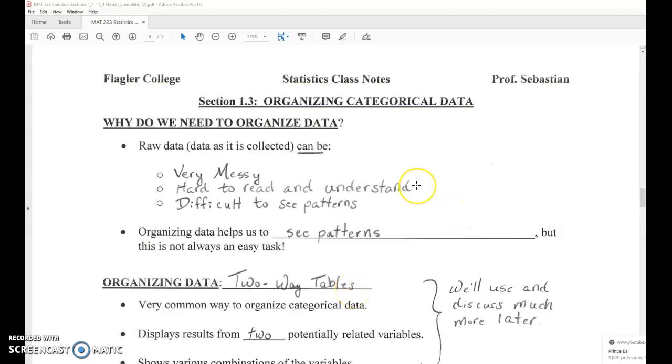Okay, hi again everyone. Here we are on page 4 of our statistics class notes. So in page 4 we're starting section 1.3, organizing categorical data.